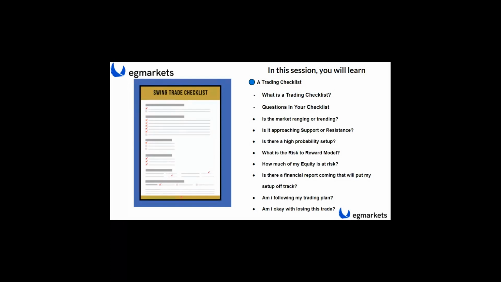Now, what is that setup? It could be a chart pattern. It could be to wait for a candlestick formation. It could be to wait for a break and retest. It could be anything you're looking for. It could be a total soup sell model, a total soup buy model. It could be whatever you've decided to trade.